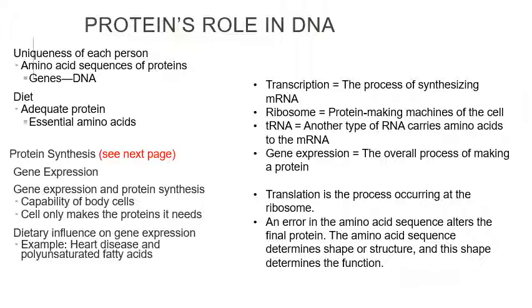Protein's role in DNA: the uniqueness of each person. Amino acid sequences of proteins. You can look at the genes and DNA. You can also look at diet, if you have enough protein. For an adequate amount of protein, you need enough essential amino acids. So, protein synthesis. You can see it on the next page.